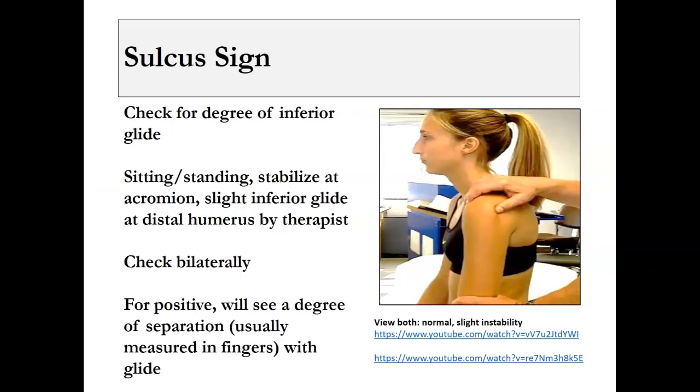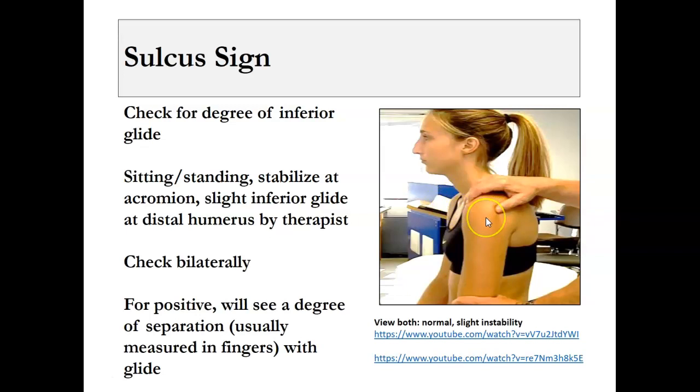The sulcus sign, this will help you determine if they have some kind of subluxation, if it's not obvious, the degree of subluxation. So with this, it's very, very simple. He's stabilizing up here on the acromion, and then down here, distal humerus. He's just pulling it down slightly, gently. How much play is there in this shoulder joint? How much is it coming down in the glenohumeral joint? And then compare it to the good side.